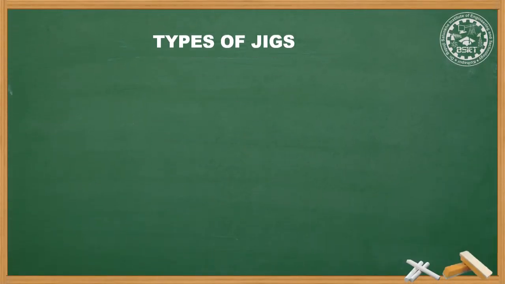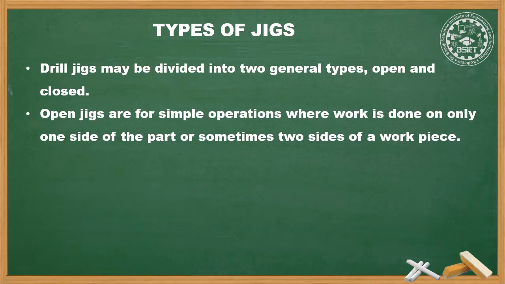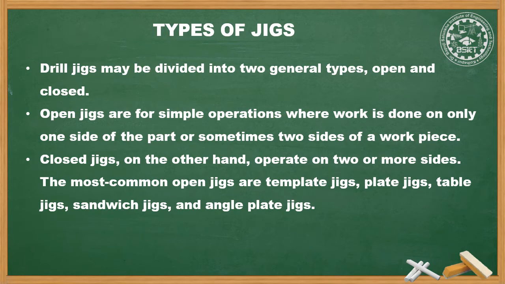Starting with types of jigs. Drill jigs may be divided into two general types. One is open type and another is closed type. Open type jigs are for simpler operations where work is done on only one side of the part or sometimes two sides of a workpiece. While on the other hand, closed jigs operate on two or more than two sides.